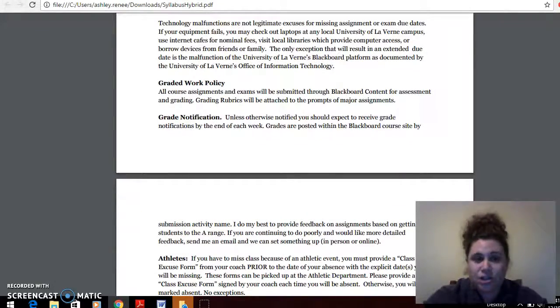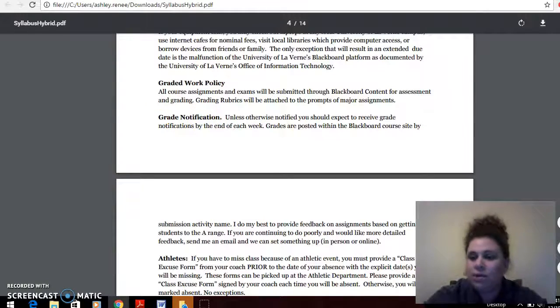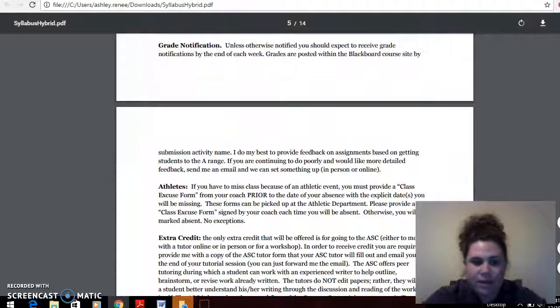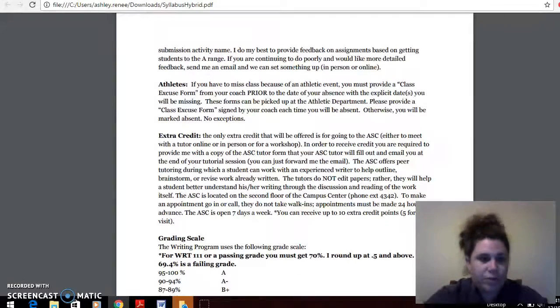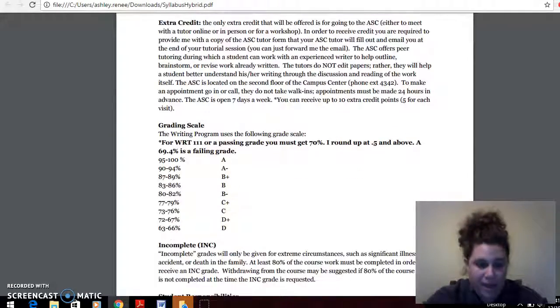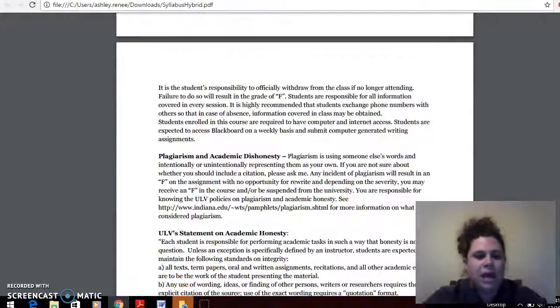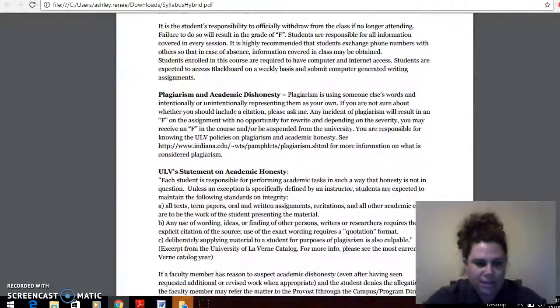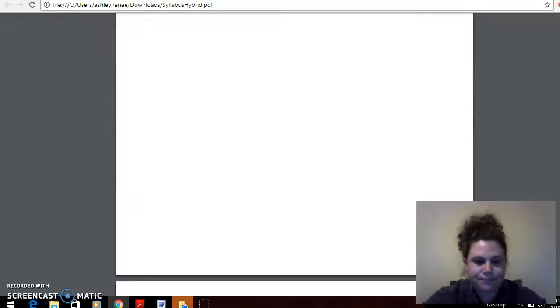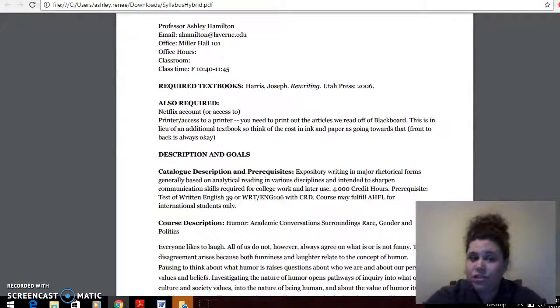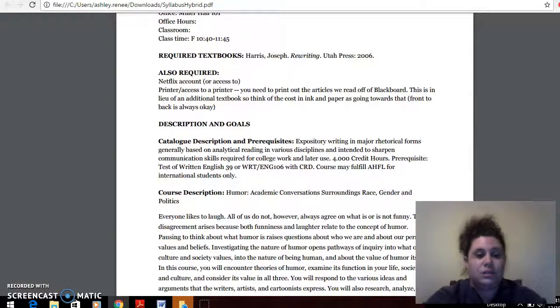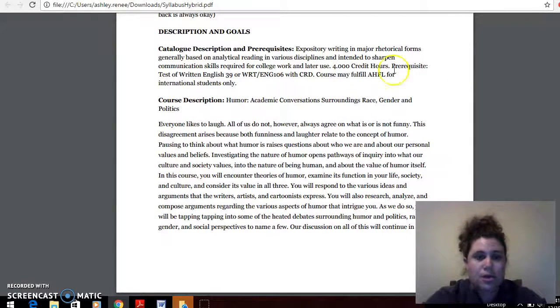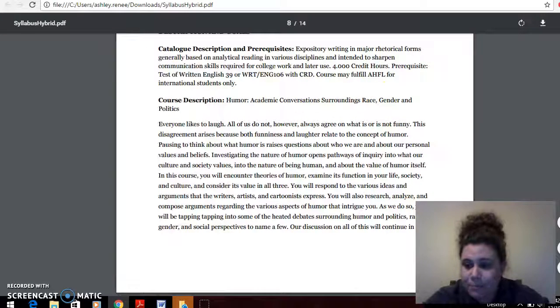More detailed information like we talked about for grade notification, and then information regarding extra credit, which can also be found on the home page, the grading scale, and the different course policies. And then from there, we get to the required textbooks, other required material for the course, description, and goals. As you can see, this unit is going to be about humor, academic conversations surrounding race, gender, and politics.